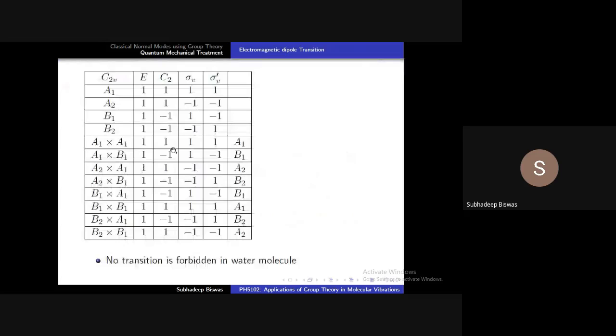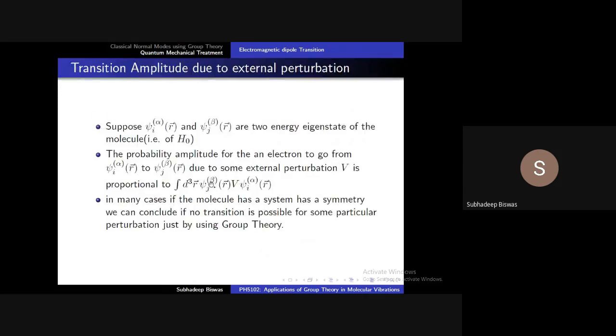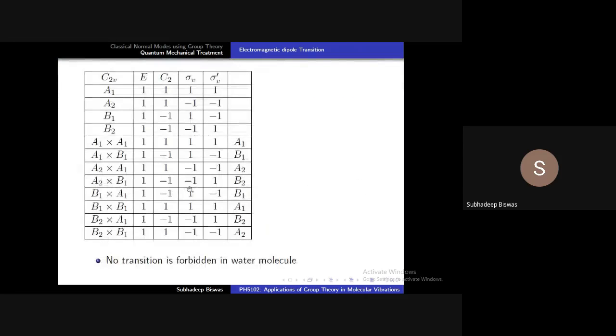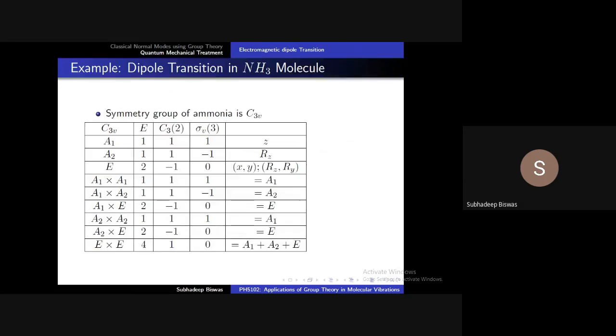And only from these, A1, B1, and B2, we can see that, for example, if we want to go from A1 to B2, we can actually go to B2 from this representation. So if your final state is a B2 representation, then we will have a transition. So no transitions are actually forbidden for the IR spectrum of water.